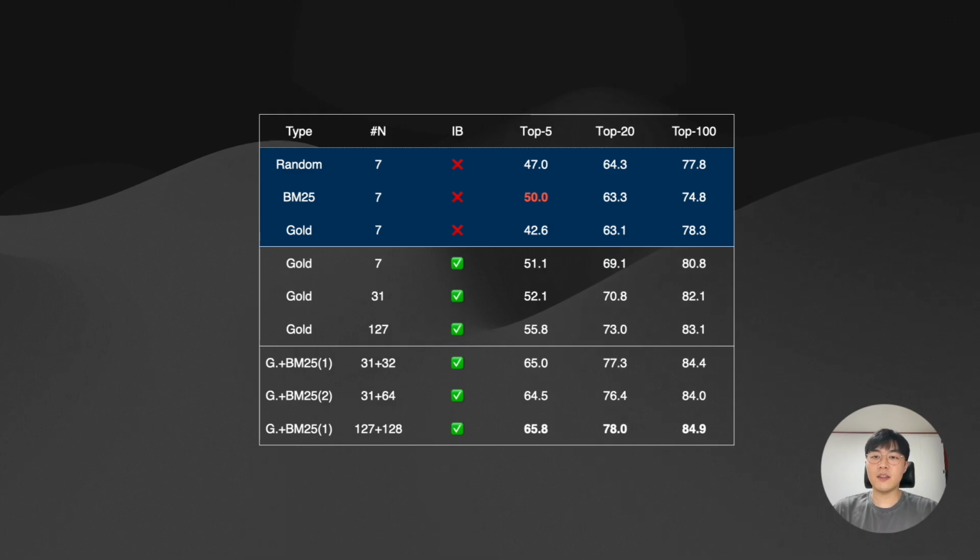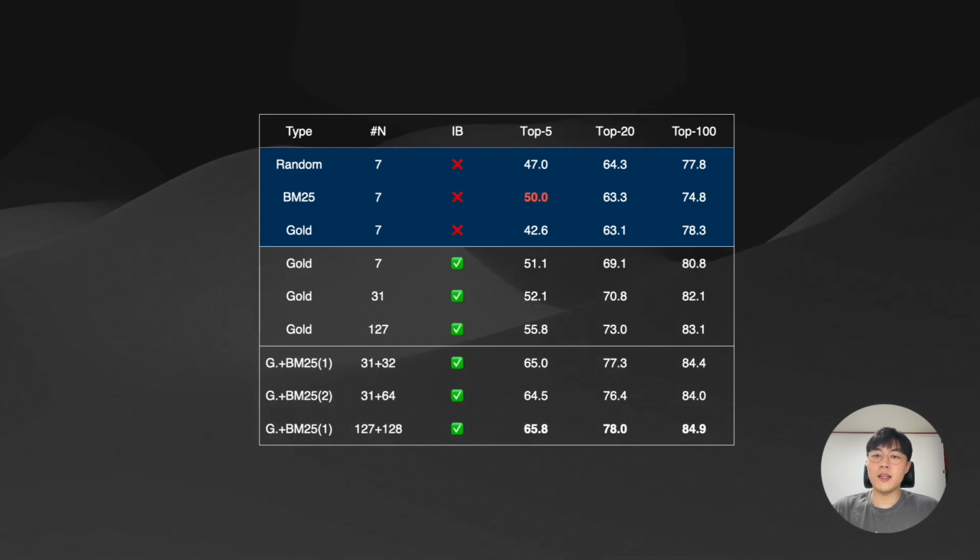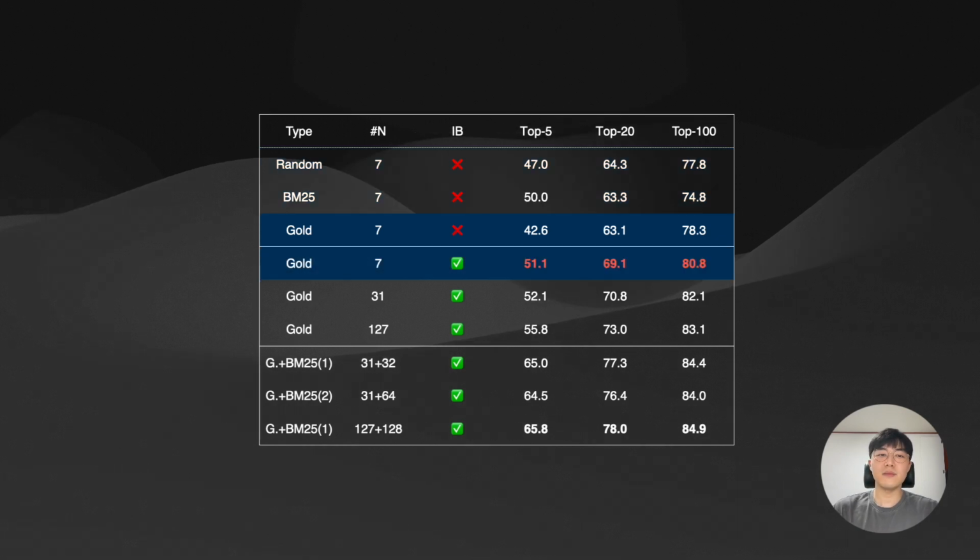You can see that the top 5 accuracy is highest for BM25 method, which uses hard negatives. However, when looking at top 20 and top 100 accuracy, hard negatives actually does not have any effect and even worsen the performance. This implies that when K becomes bigger, using randomly chosen negatives can be an effective solution rather than only using hard negatives.